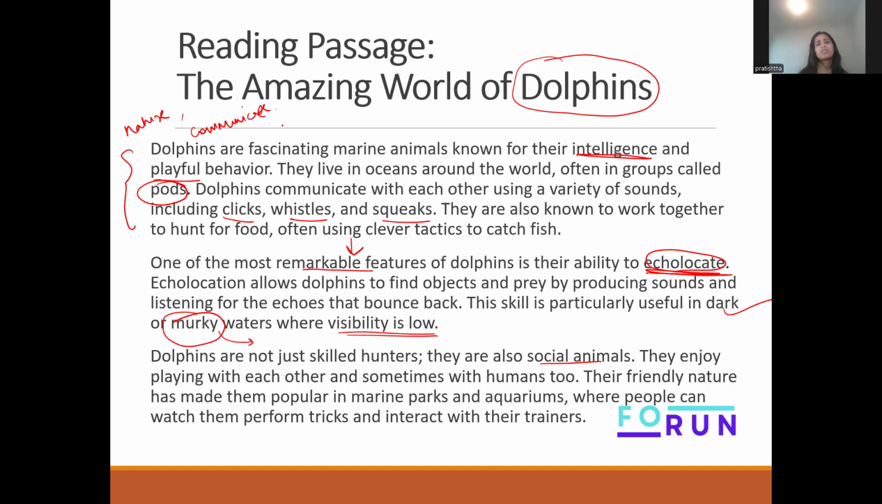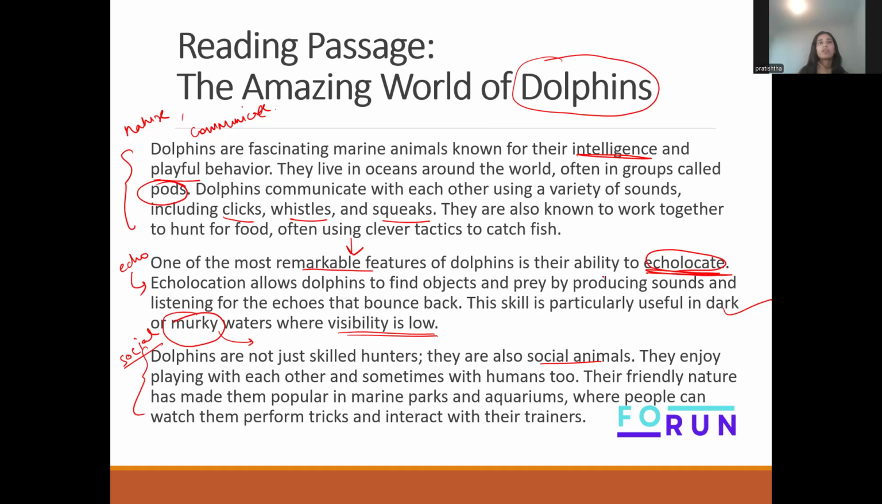This is the only information. This is the main idea of this first paragraph. Second idea is I will just write echo. So in this paragraph, they're talking about echoing. In the third paragraph, they are talking about their social skills. So I'll just write social. And that's all you need.